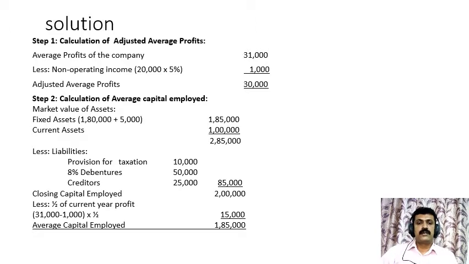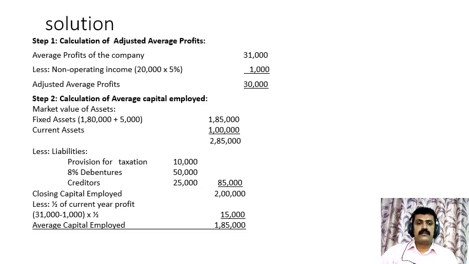In the next step, we have to calculate average capital employed. For that, first we have to take market value of assets. In that, fixed assets book value is 1,80,000, and in the adjustment it is given that the machinery value is rupees 5,000 more than the book value. So we have to add that value here, that comes to 1,85,000, and current assets 1 lakh. We should not take the fictitious assets like the preliminary expenses and discount on debentures.